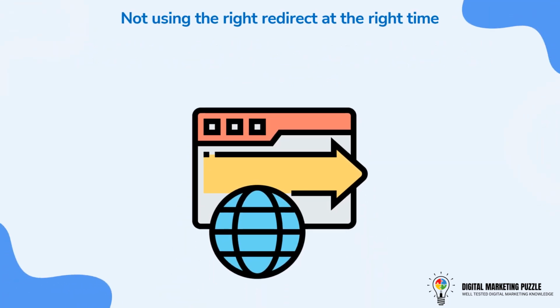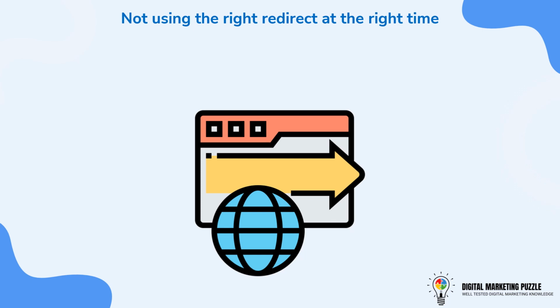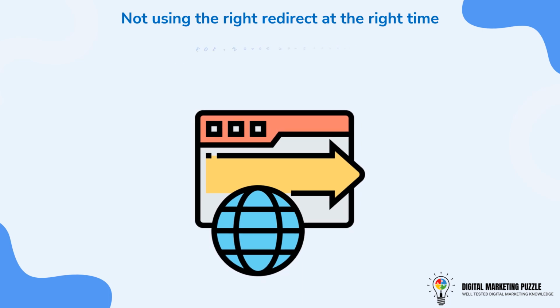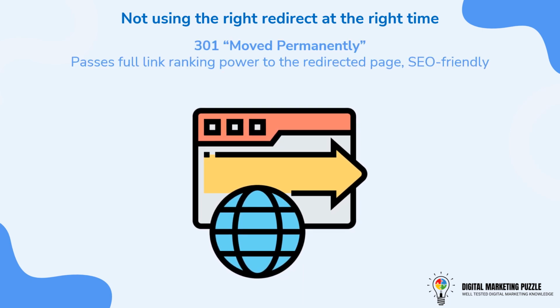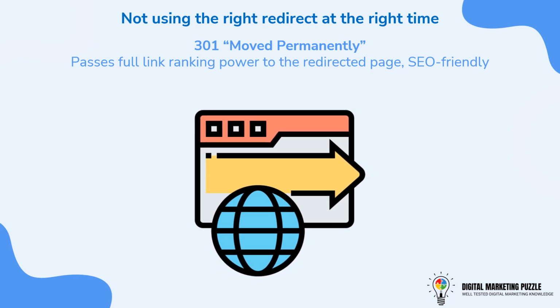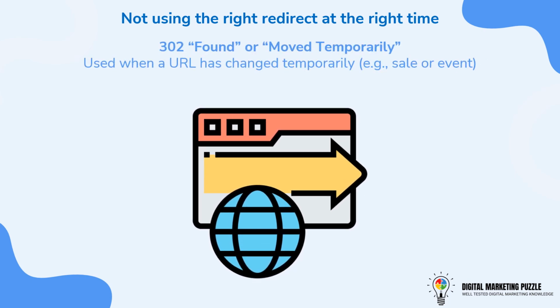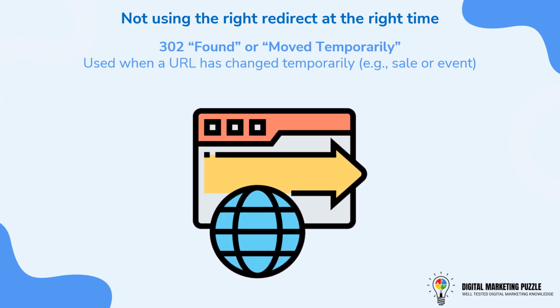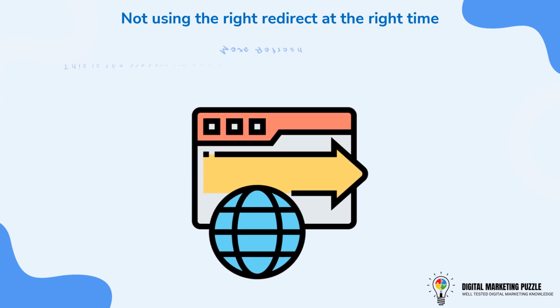Not using the right redirect at the right time. A redirect is how you send users and search engines to a different URL than the one originally requested. 301, moved permanently, passes full link ranking power to the redirected page, SEO friendly. 302, found or moved temporarily, is used when a URL has changed temporarily, for example, a sale or event.